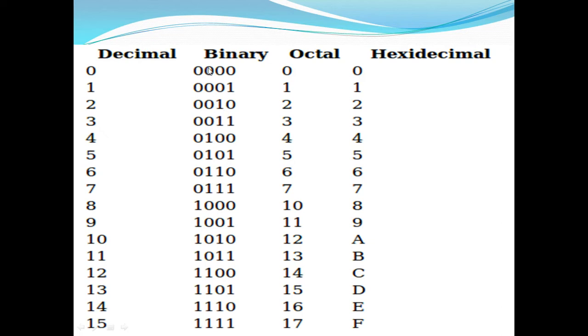Then 2 to the power 2, that is 4, so we'll give a difference of 4: 4 times 0, 4 times 1. Then 2 to the power 3, then 8 times 0, 8 times 1. This is a shortcut method of remembering the decimal binary equivalent of these decimal values.